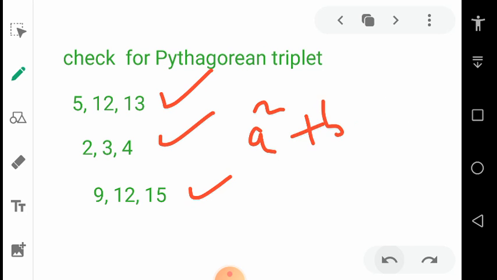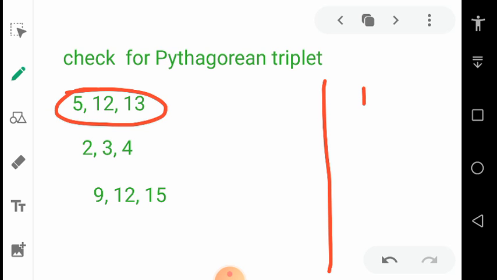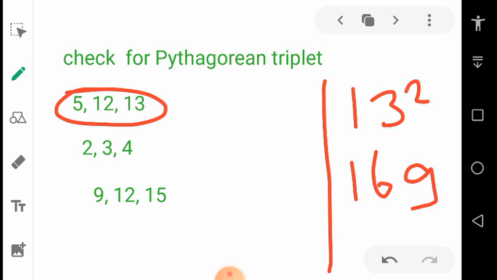Okay, so see how the first part can be solved. See the highest value from this triplet, that is 13. Okay, now we find the square of the values. So on the right hand side, do the square of 13. In this way 13 square, and it is 169. Then the remaining values are 5 and 12.